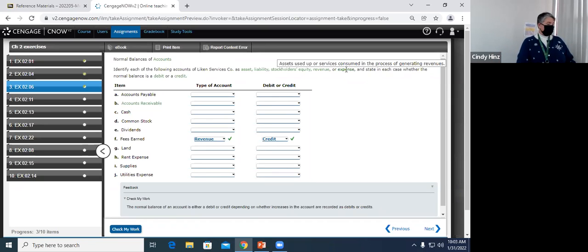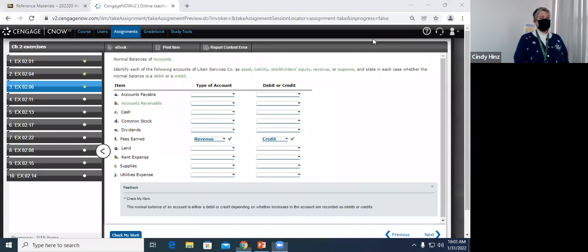And so we'll talk more about dividend policy in chapter 12, which is the stockholders equity chapter. But for now, that's a really good question because they are very much like expenses in the way they affect our financial statements. However, they're not an expense. They don't show up on our income statement.